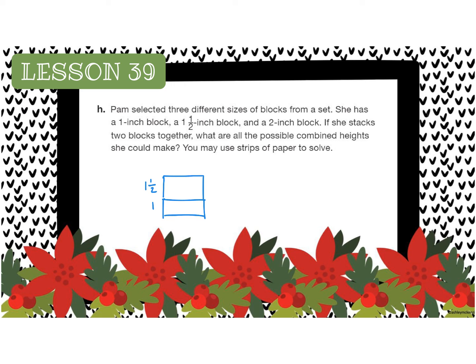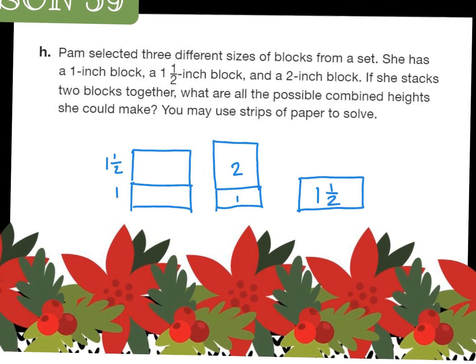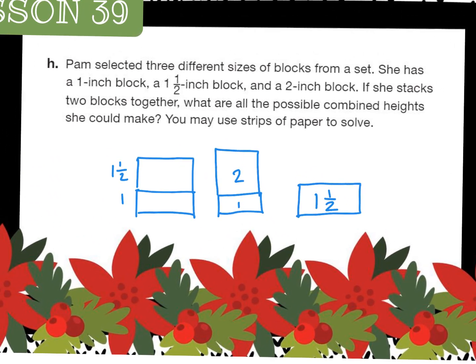What else could I combine 1 with? 2.5. Okay, so I could do a 1, and I could do with a 2-inch. So 1 and a 2-inch. Now I've already combined 1, 1.5, 1 with the 2. What do I need to list next? 2.5. I need to list the 2.5. Look at my combinations I've already done. I have the 1-inch block, and I have the 1.5-inch block together. I've got a 1-inch block, and I have a 2-inch block together.